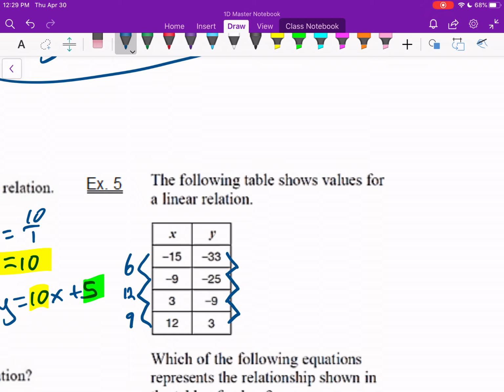Negative 33 to negative 25 is up by 12. No, it's not up by 12. I can't count. It's up by 8, isn't it? And from negative 25 to negative 9 is up by 16. And from negative 9 to positive 3 is up by 12. So, how am I going to get a slope from this?